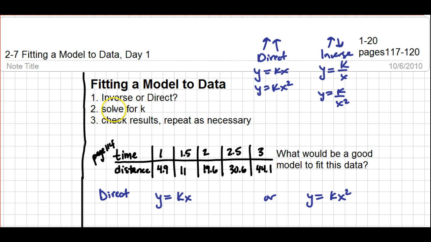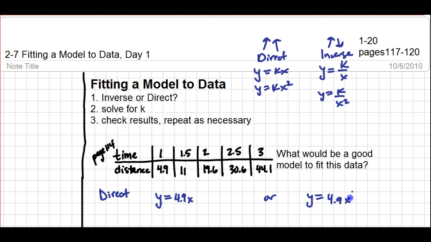The next thing we need to do is find a k value. Since the first coordinate is given, if you plug in 1 for x and 4.9 for y, 1 times k is simply going to be k, so the k value ends up being that very first coordinate. So we're just going to go ahead and fill that in, 4.9 for k. And that's going to be true for both equations, because 1 squared is still 1.